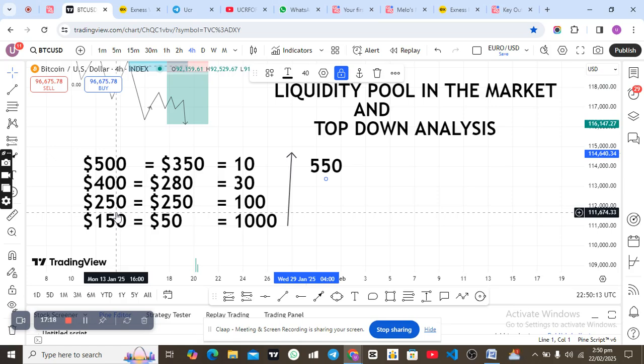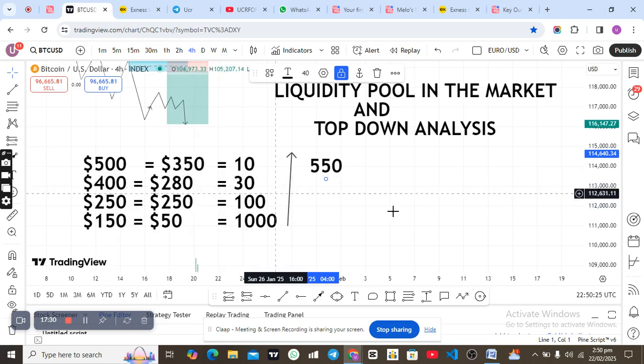So when we consider buy side liquidity, buy side liquidity is formed above resistance levels where stop losses, orders from sellers and buyers rest. Okay, let me explain. Let me use the diagram to explain this part. I don't need to read it out. Let me use the diagram.